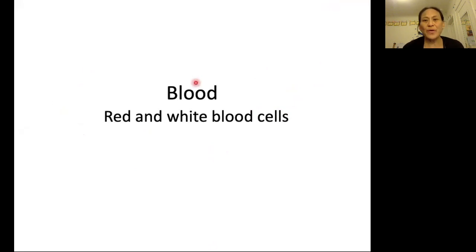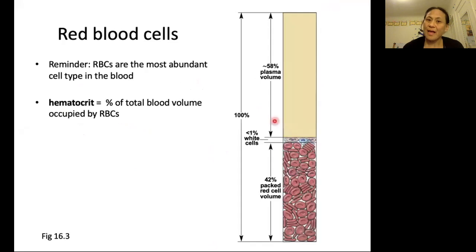In this lecture, we are going to be talking about red and white blood cells. I'm going to start by talking about red blood cells. I want to start by reminding you that red blood cells are the most abundant cell type, or not just cell type, but cellular element type in the blood.